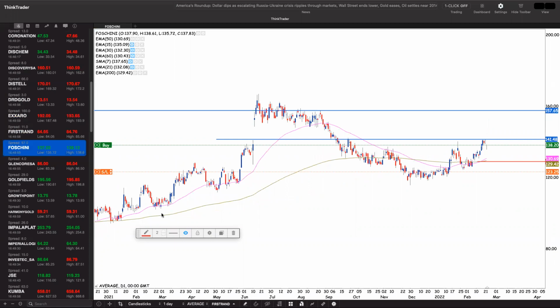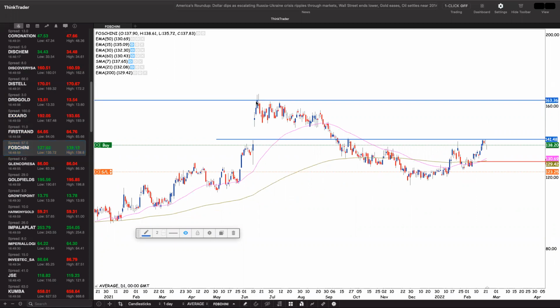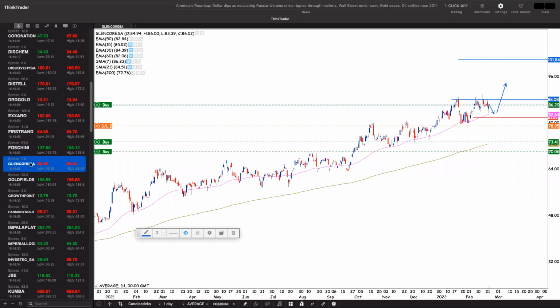For Shoprite Group, waiting for 141, tested it but didn't break it. We have a golden cross at the back of us. Still a relatively new position, so I'm going to be steady with the trade. The level that I'm looking at is that 163.36. If I get to that level, I can cross that level with my position intact. I'm going to be happy.